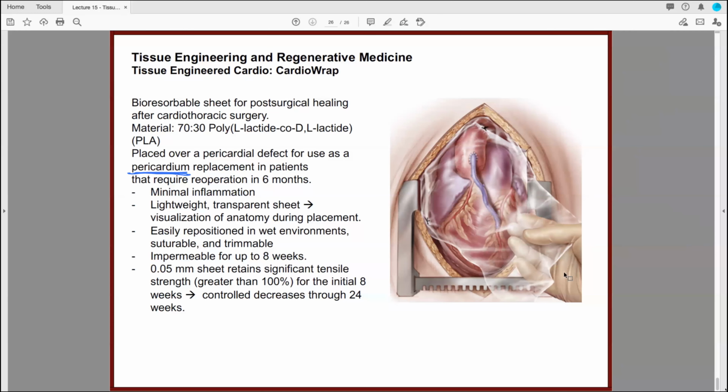And then this is, I believe, the final slide. Yay.